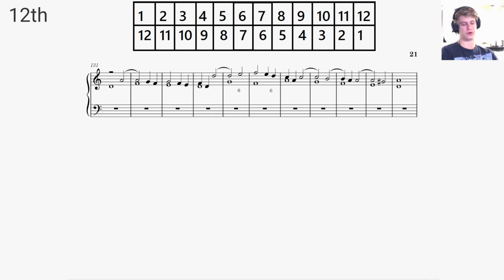Fuchs's example of invertible counterpoint. Here we have an example of invertible counterpoint at the 12th, and as you probably guessed, now we're going to listen to it.